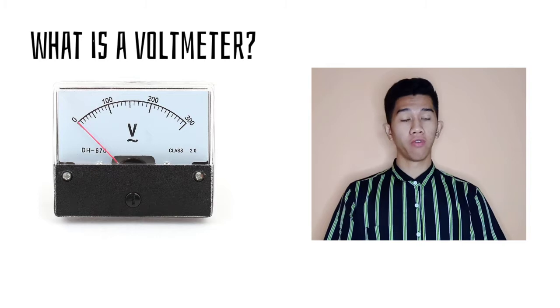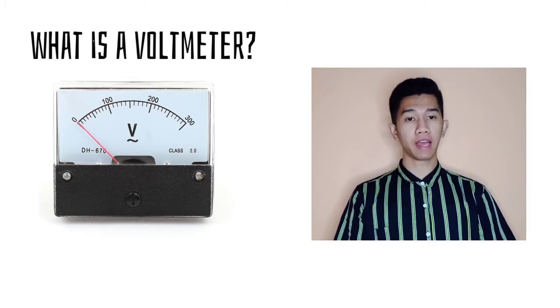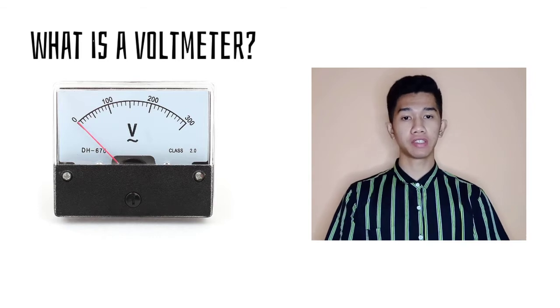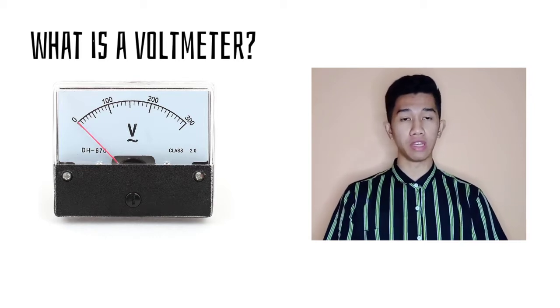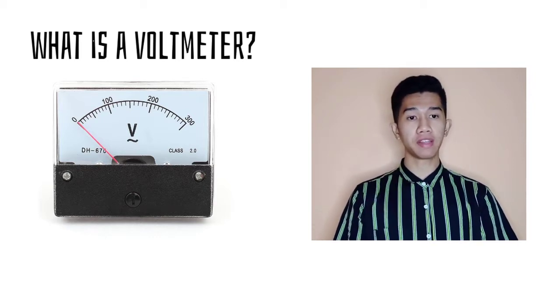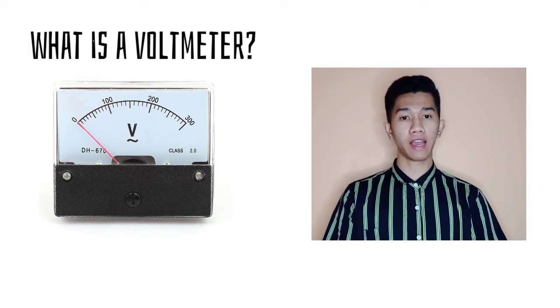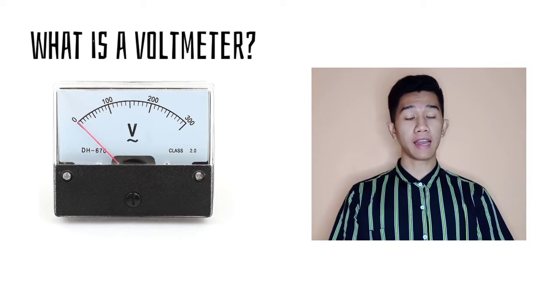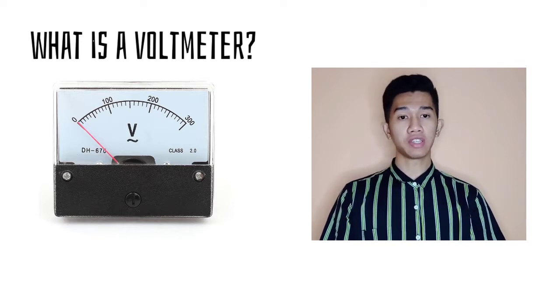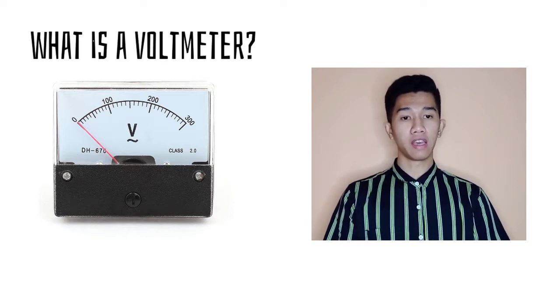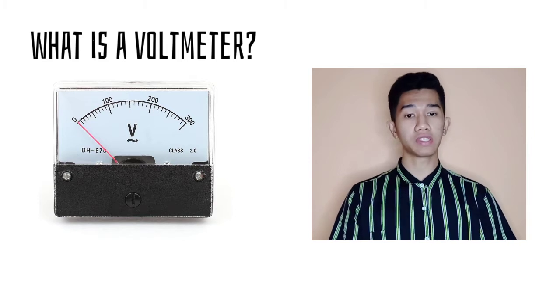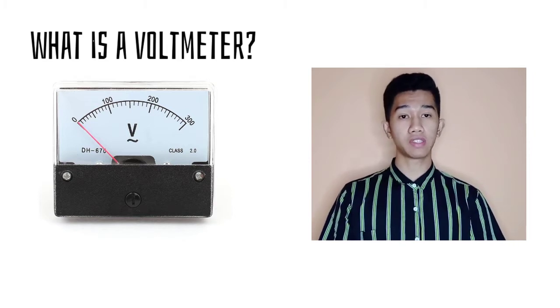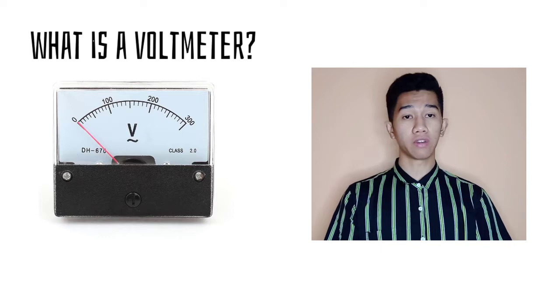Voltmeter. The voltmeter was discovered by a Danish physicist named Hans Christian Ørsted in 1820. A voltmeter is an instrument used for measuring electric potential difference between two points in an electric circuit. It is connected in parallel. It usually has a high resistance so that it takes negligible current from the circuit.